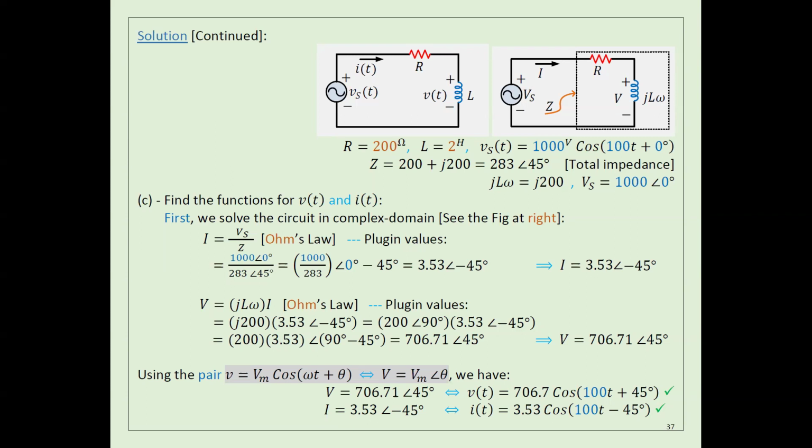So to convert this one to the time domain, number one, this is the amplitude, 3.53. It will be cosine, always cosine, okay? And then here you need to add omega t, and then this is the angle. Very easy. Same thing here. If I want to convert this, the magnitude here is the amplitude. Okay? You need to add omega t, and then the angle. Any questions?